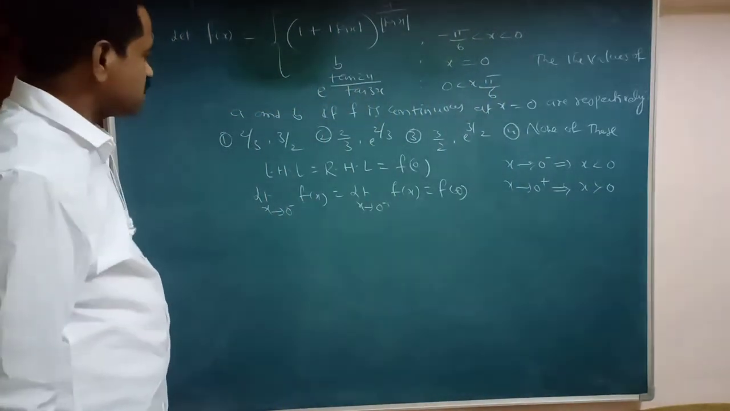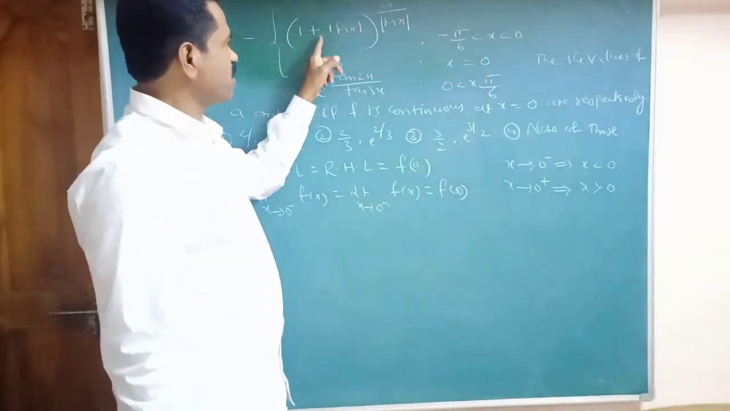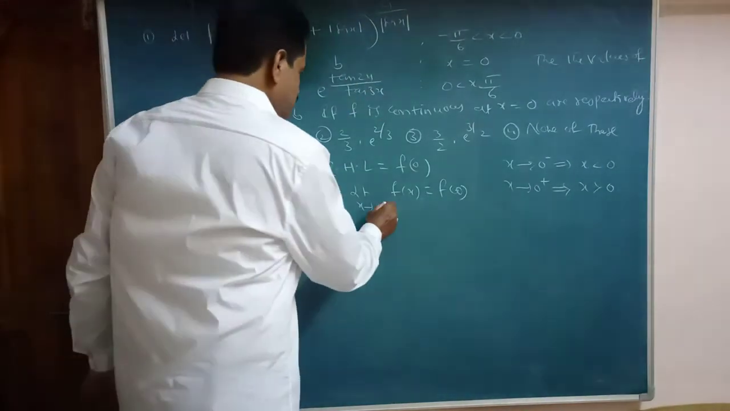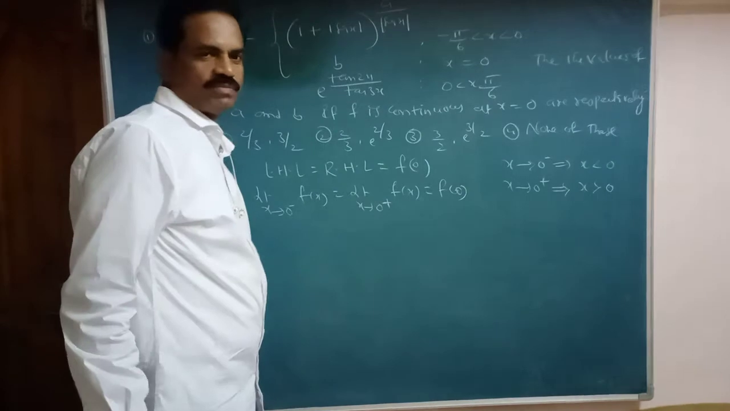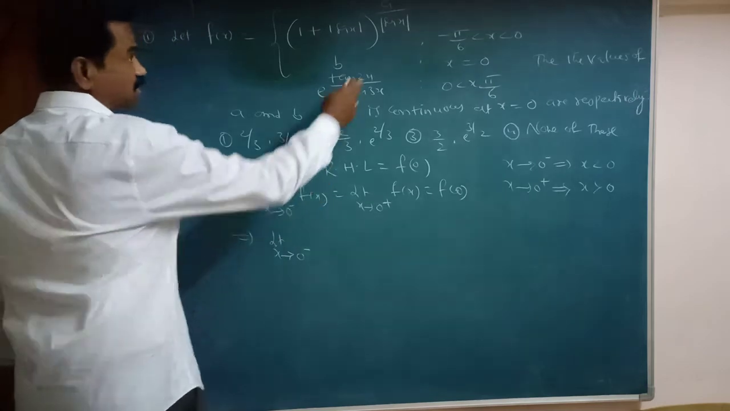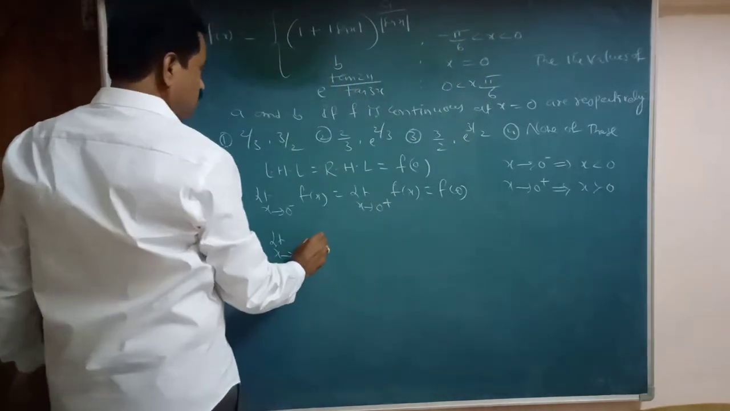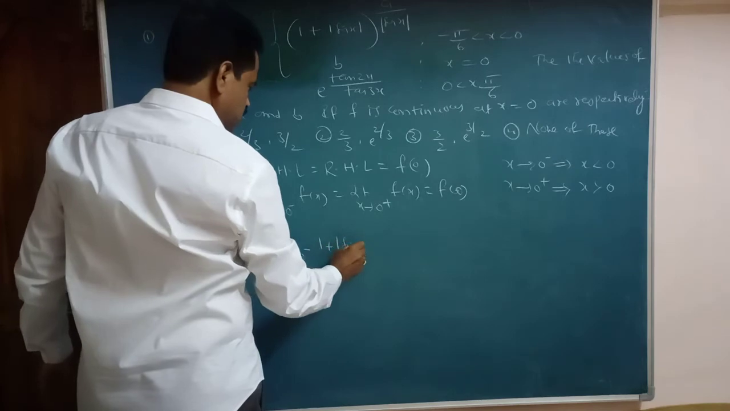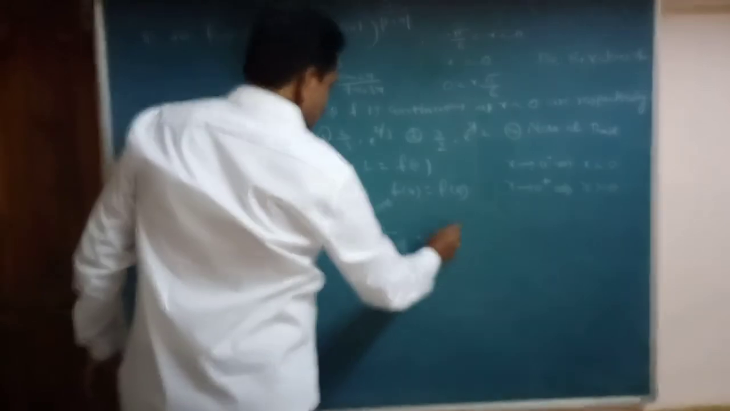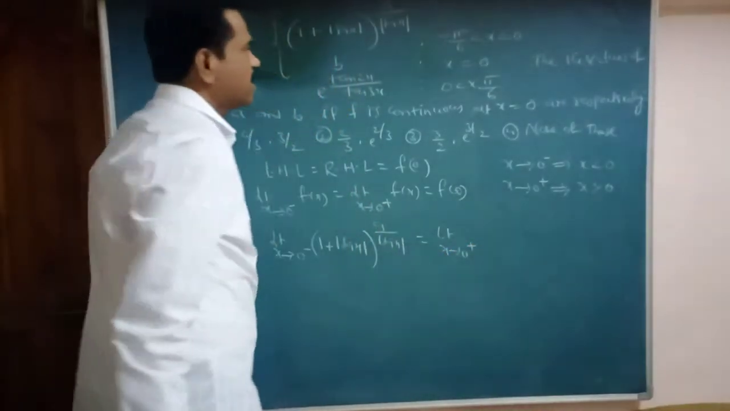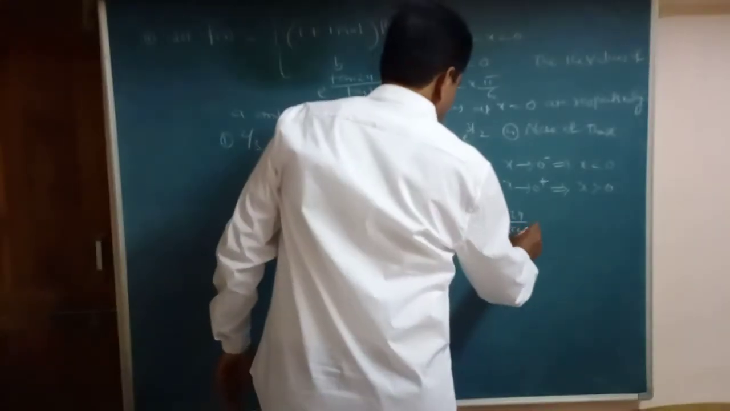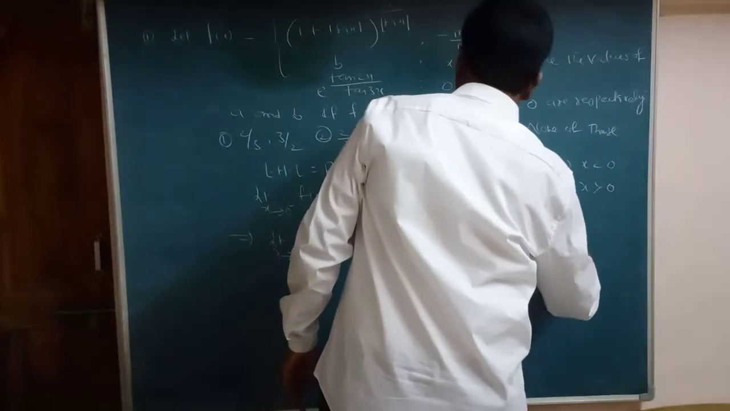See here, for x less than 0, what is the function here? For x less than 0 the function is (1 plus mod sin x) power a by mod sin x. For x greater than 0, what is the function here? It is e power tan 2x by tan 3x. So limit x tends to 0 minus, where x is less than 0, the function is (1 plus mod sin x) whole power a by mod sin x, equal to limit x tends to 0 plus, where x is greater than 0, the function is e power tan 2x by tan 3x, and f of 0 is given as b.